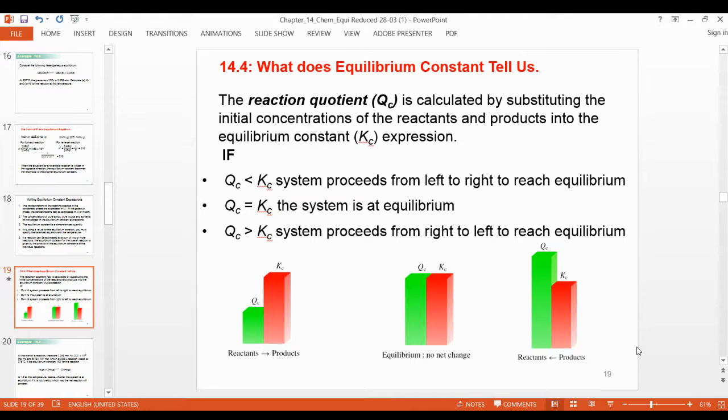So the Qc you determine by using the law of mass action formula, the same formula as for Kc, but the question is to determine the Qc when the system has not reached equilibrium. Once the system is at equilibrium, you will not calculate Qc, you have to calculate Kc. But here you have to determine Qc and compare with Kc, and you decide whether the reaction proceeds in the forward direction, reverse direction, or is at equilibrium.